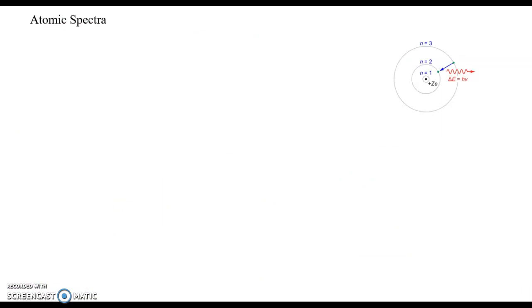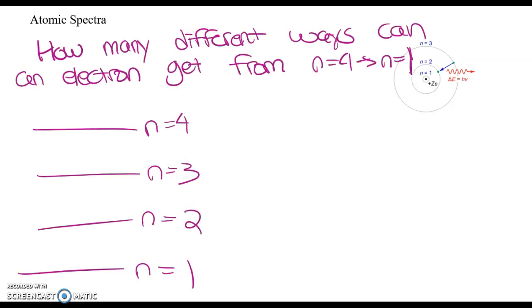Now, in order to make sense of atomic spectra, I want you to consider an example. Let's consider that the electron goes from n equals 4 to n equals 1. I want to know how many different ways can it get there? So we've got n equals 4, n equals 3, n equals 2, and n equals 1. Well, the electron could start here and just go all the way down, and we could just have one photon emitted there. But it doesn't necessarily have to.